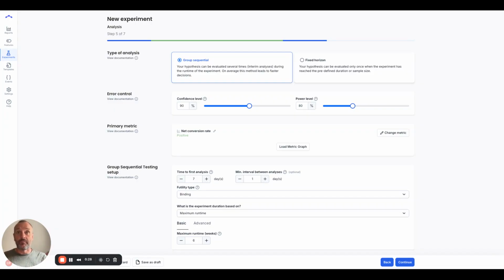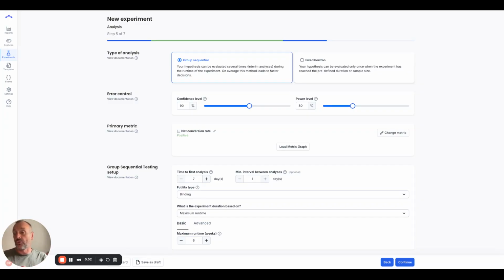So as an experimenter, there are two things you can do to set up your interim analysis. You can specify the time to the first analysis, and you can specify the frequency between the next analysis. So let's look at both of those. First of all, the time to the first analysis basically means how much data you want to collect before we first evaluate the experiment. It's a very important one.